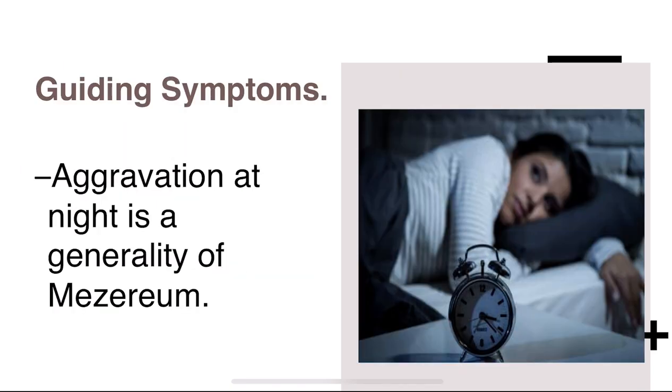Moving further, aggravation at night is a generality of Mezereum. We also have the predominant miasm syphilis in Mezereum. So what are the modalities of syphilis? The complaints in syphilis are always aggravated at night. So they are known as sun worshippers. As soon as the sun rises, the complaints come down in syphilis. People belonging to the syphilitic miasm are known as sun worshippers. And here we see that at night the complaints are aggravating.